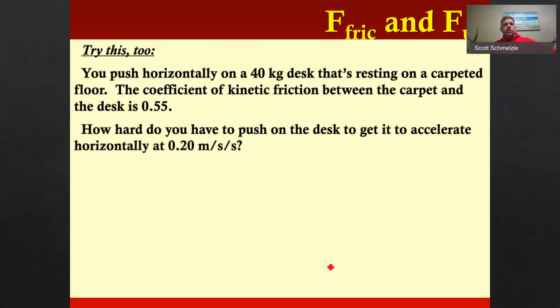Okay. All right. Pushing now. Okay, so check this one out quick.